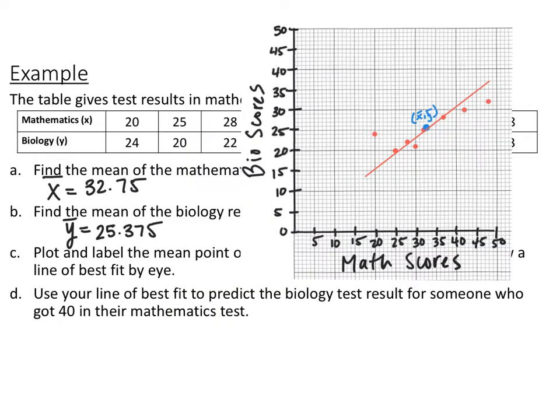So then the last part is using our graph here to help us predict a result of a biology score, given that we know somebody has a math score. So we can see that there's a pretty strong positive correlation between the biology and the math scores. So we can do this similar to what we did on the cumulative frequency graphs, where if we know we want our x-coordinate to be 40, we can follow our graph up and figure out what our biology score would be. So go ahead and pause the video and use your line of best fit to estimate or predict what a biology result would be for someone who got a 40 on their math test.